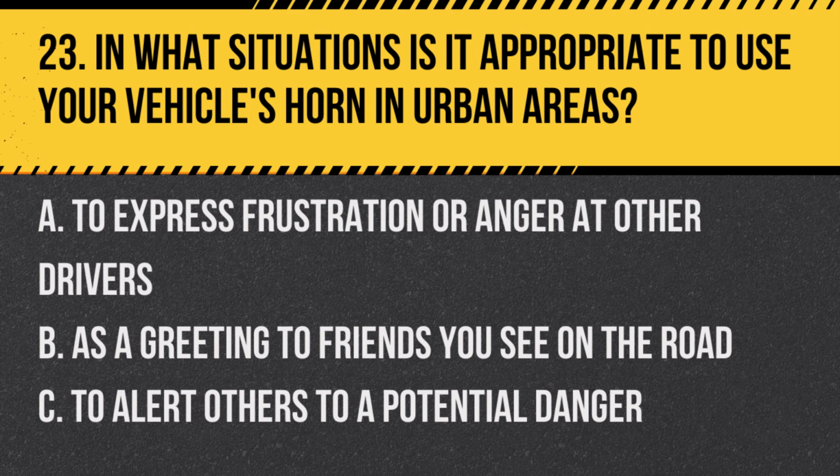Question 23. In what situations is it appropriate to use your vehicle's horn in urban areas? A. To express frustration or anger at other drivers. B. As a greeting to friends you see on the road. C. To alert others to a potential danger. Answer. C. To alert others to a potential danger. The horn should be used only to warn others of imminent danger, not for aggressive driving or social purposes.